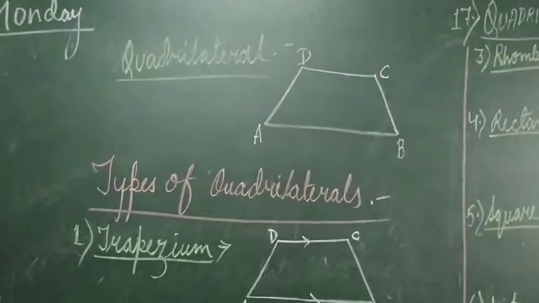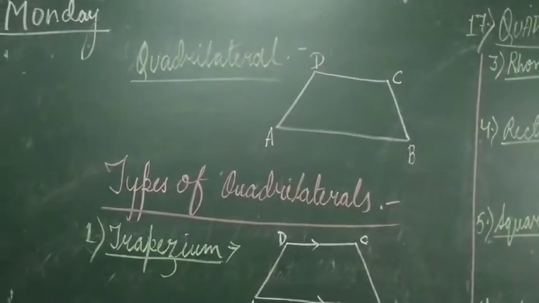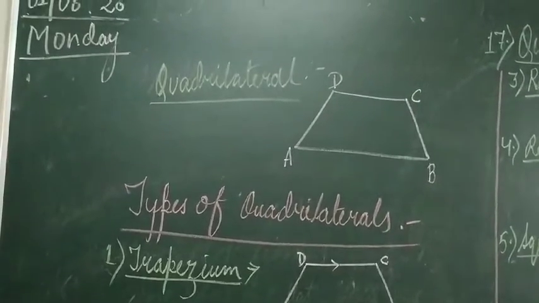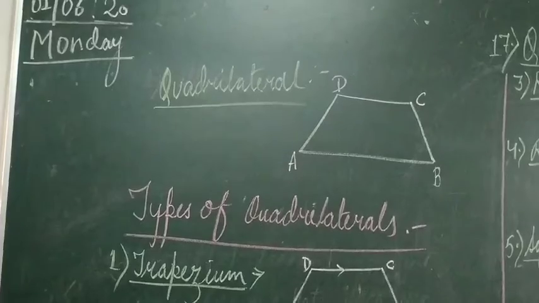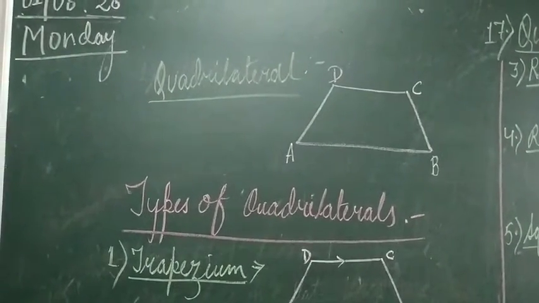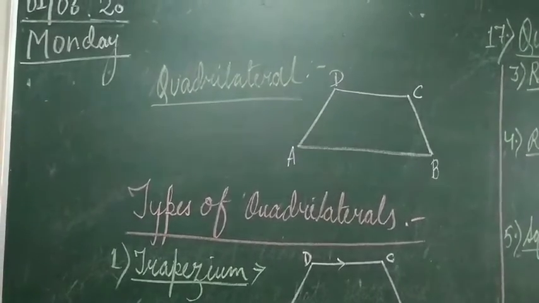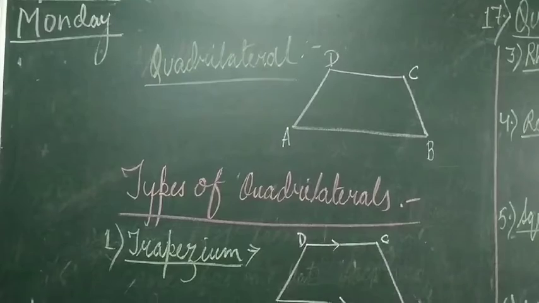What is quadrilateral? A simple closed figure bounded by 4 line segments is called a quadrilateral. एक ऐसा फिगर जो क्लोज्ड फिगर हो, 4 लाइन सेगमेंट से मिलके बना हुआ हो, उसको हम लोग बोलते हैं क्वाड्रिलेटरल. Here the 4 line segments are AB first, BC second, CD third and DA the fourth one.